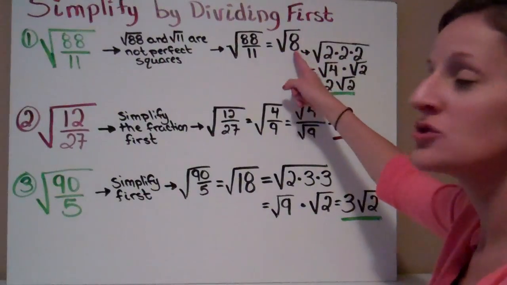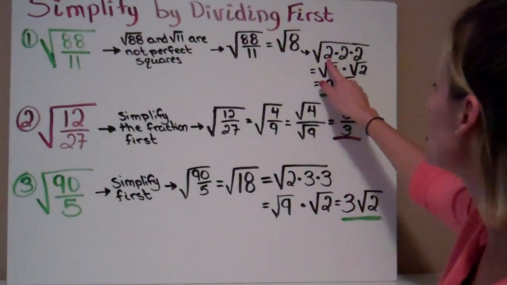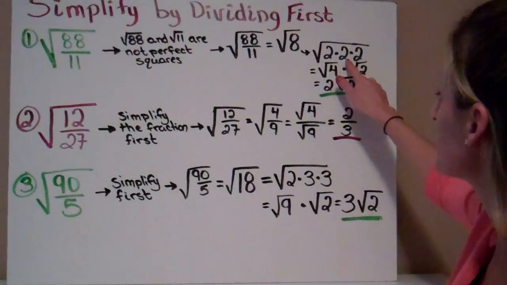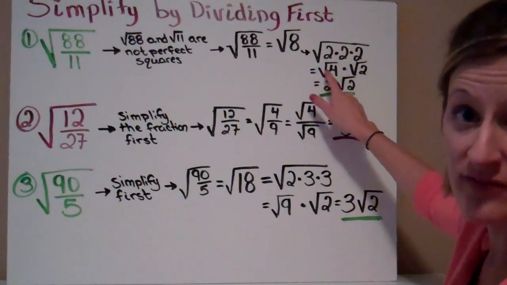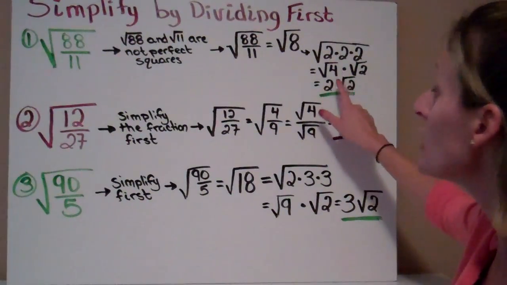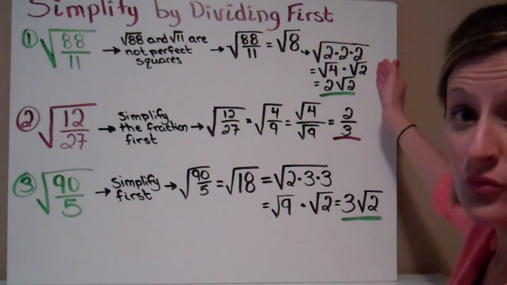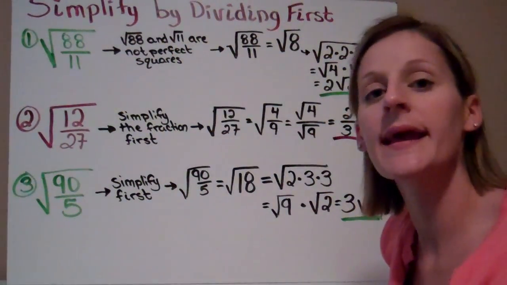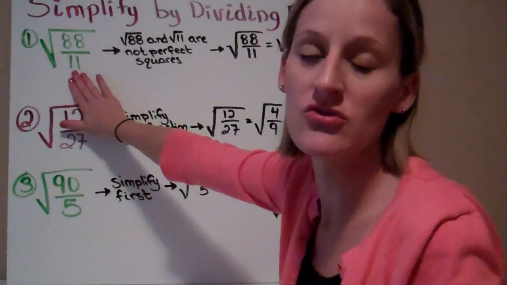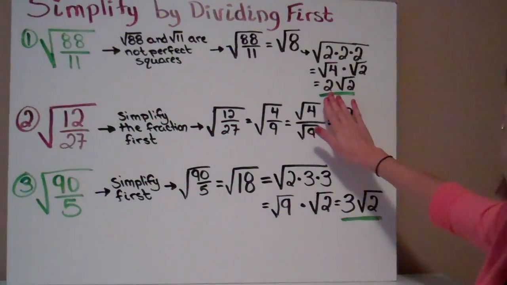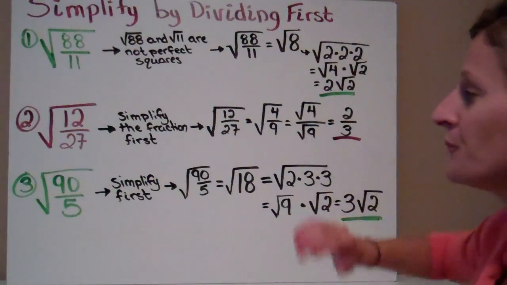So when I do the prime factorization, I get 2 times 2 times 2. Now 2 of these 2's can go together to do 4. So I've got the square root of 4 times 2. Now the square root of 4 we know is 2. And then the radical square root of 2 we just leave as the square root of 2. So my answer ends up being, from the square root of 88 divided by 11, 2 times the square root of 2.